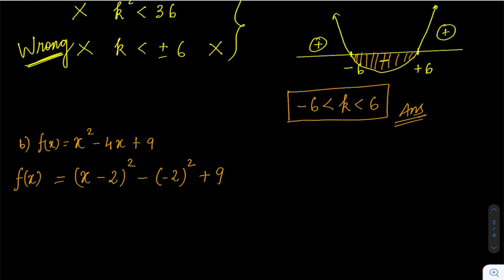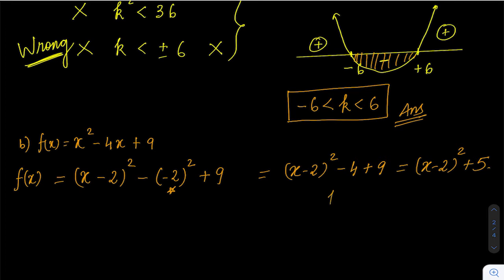Okay, so let's simplify this: (x minus 2) whole squared, and this is minus (2 squared). Now be very careful in this. Minus 2 squared is 4, not minus 4. I have seen students write minus 4. This is 4, and because there is already a minus, that's why it's minus 4. So (x minus 2) whole squared minus 4 plus 9, which is nothing but (x minus 2) whole squared plus 5. So this is my answer.